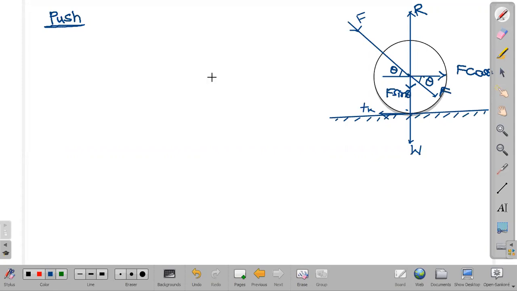Now, normal reaction force here I am changing, R dash I am writing, okay? If I write an expression for R dash, what do we get? R dash is balanced by what and what? F sin theta and weight. So W plus F sin theta we get. This is the normal reaction force in the pushing case.